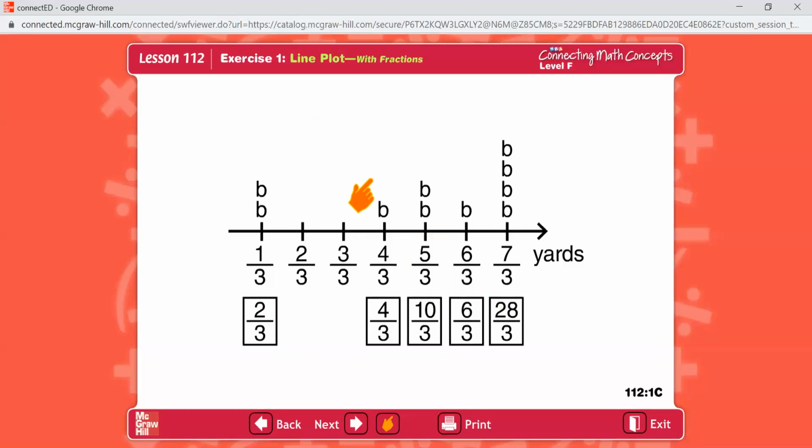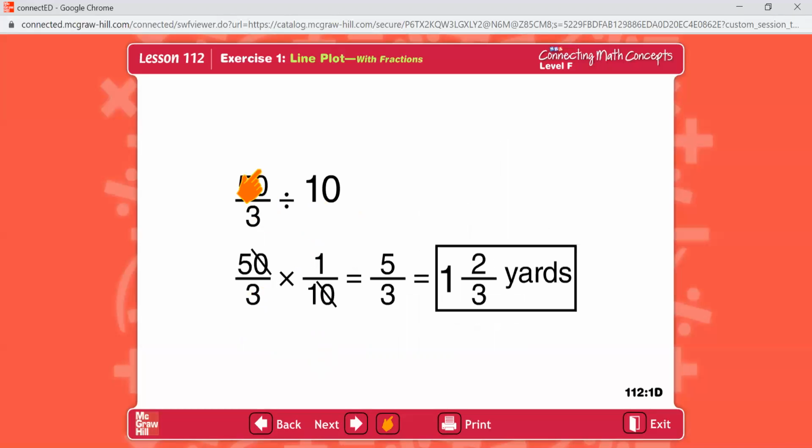The total number of yards is 50, so adding this up, you would get 50/3. You're going to divide it by the number of B's. There's 10 B's. So your equation is 50/3 times 1/10. It would be 50/3 divided by 10/1, but then you multiply it by its reciprocal. So here's your original problem, 50/3 divided by 10, because there's 10 B's. This would be 10/1, so then you turn it into its reciprocal to solve. So it turns into 50/3 times 1/10.